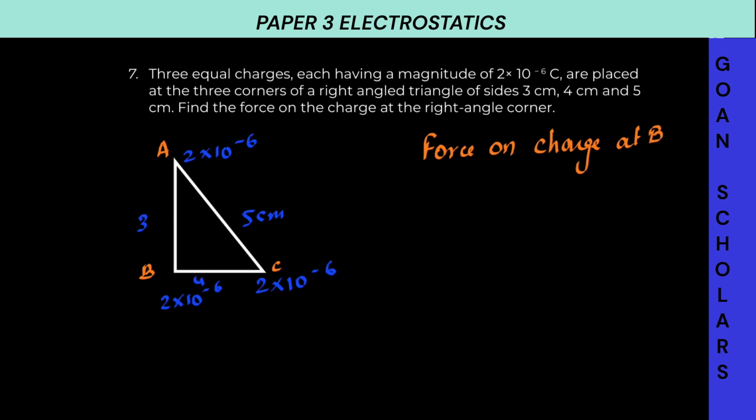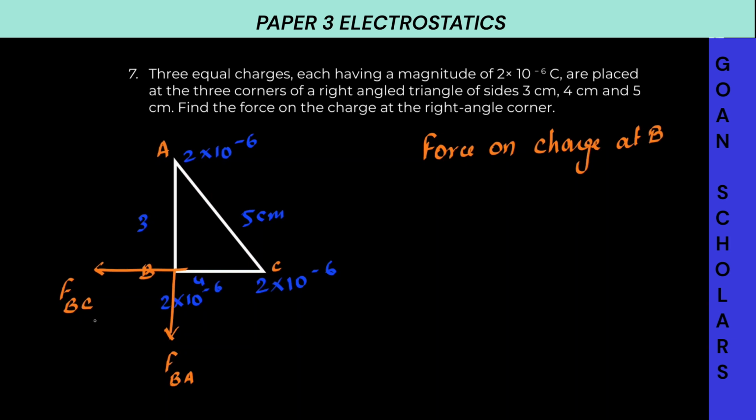How do we find force? Let's see. First of all, if a charge is placed at this corner B, the force experienced by it will be repulsive due to the charge at A. Why repulsive? Both are the same in magnitude, so polarity is also the same. So the repulsive force will be along the line joining the 2 charges. So this is the force on B due to A. The force on B due to C will be along this direction, along the line joining.